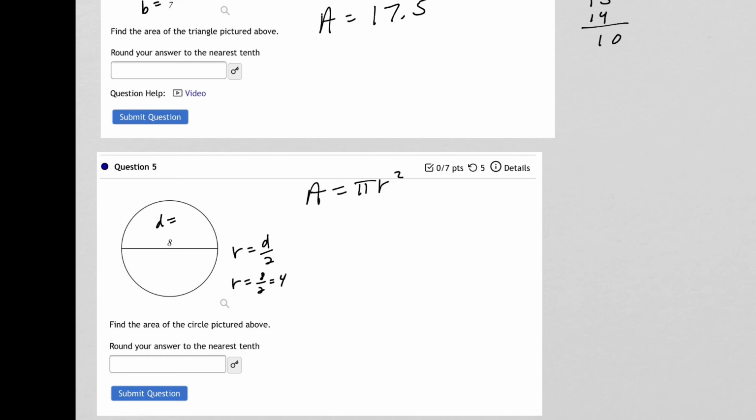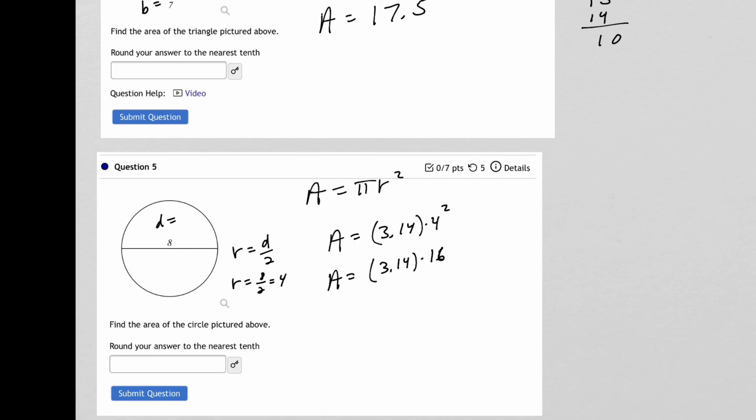So now I can plug in. Assume that we're going to use 3.14 for pi. So it's 3.14 times 4 squared. So order of operations, I do the 4 squared first. So this is 3.14 times 16.